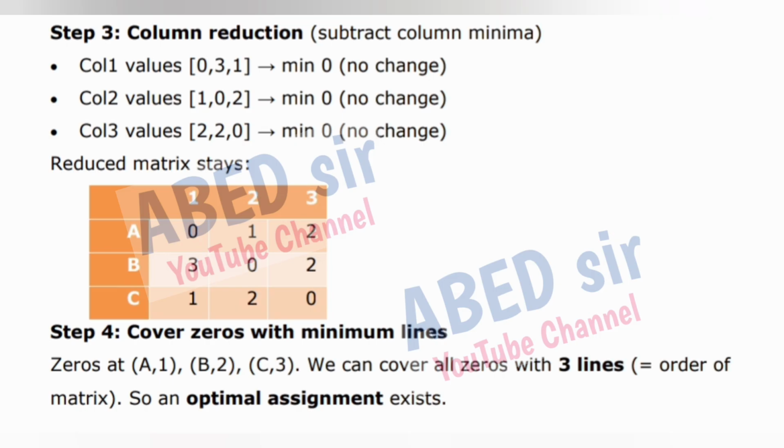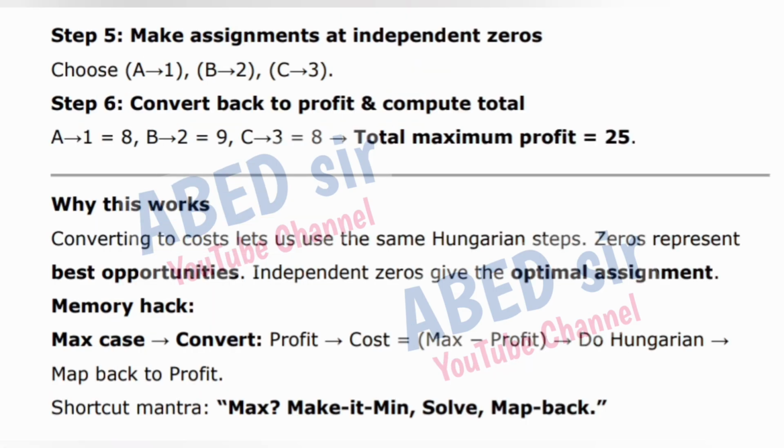Step 4. Cover zeros with minimum lines. Zeros at A1, B2, C3. We can cover all zeros with 3 lines, which is equal to the order of the matrix. So an optimal assignment exists. Step 5. Make assignments at independent zeros. Choose A1, B2, C3.